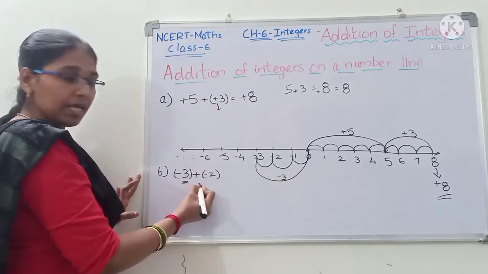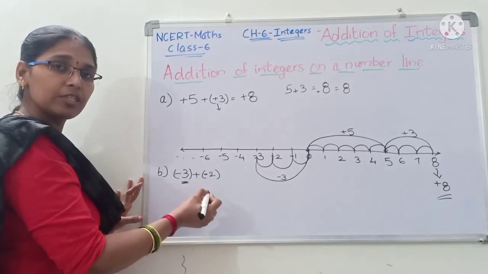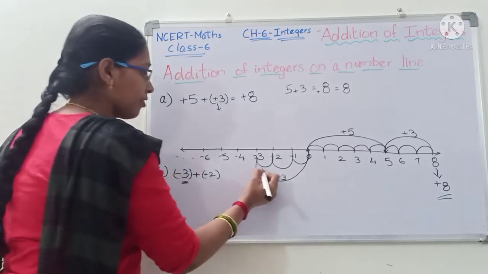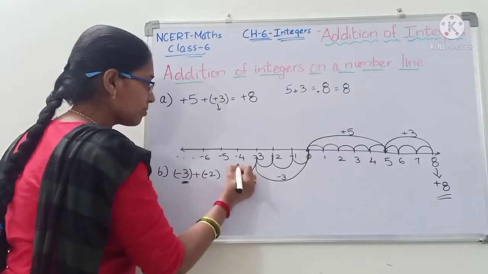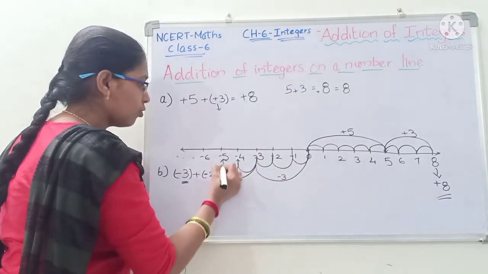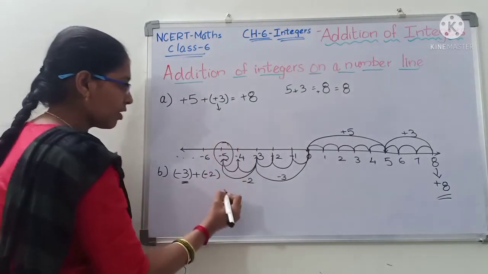And then plus minus 2. Again, a negative number is given. A negative number means you should go left again. From minus 3, 2 steps back. 1 and 2. 2 steps you move. What answer did you get now? Minus 5.